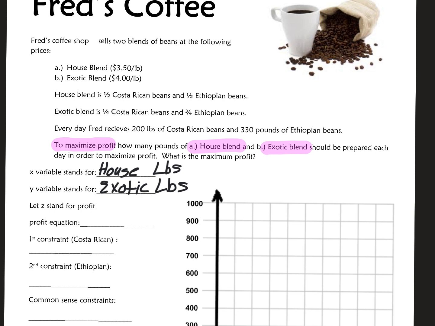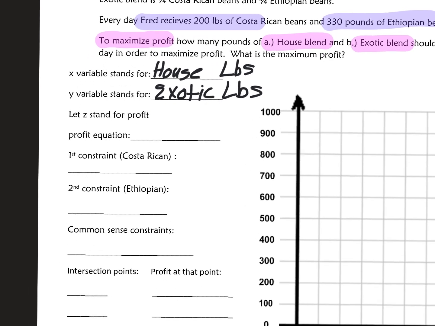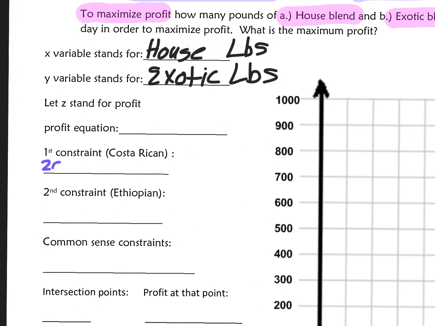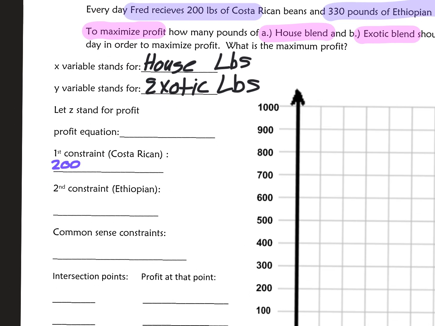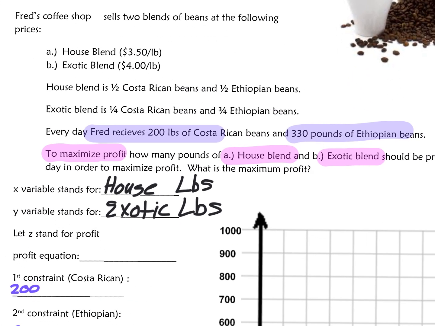And so where do we see anything that relates to a limit? Well, he's limited by how many beans he gets, right? So he gets 200 pounds of Costa Rican beans delivered every day and 330 pounds of Ethiopian beans. So 200 is going to have something to do with that constraint for Costa Rican, and 330 is going to have something to do with that Ethiopian.